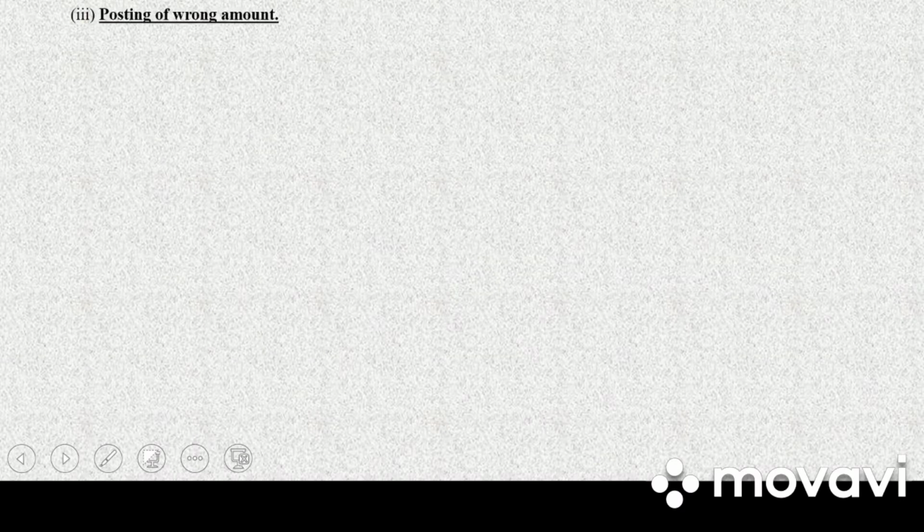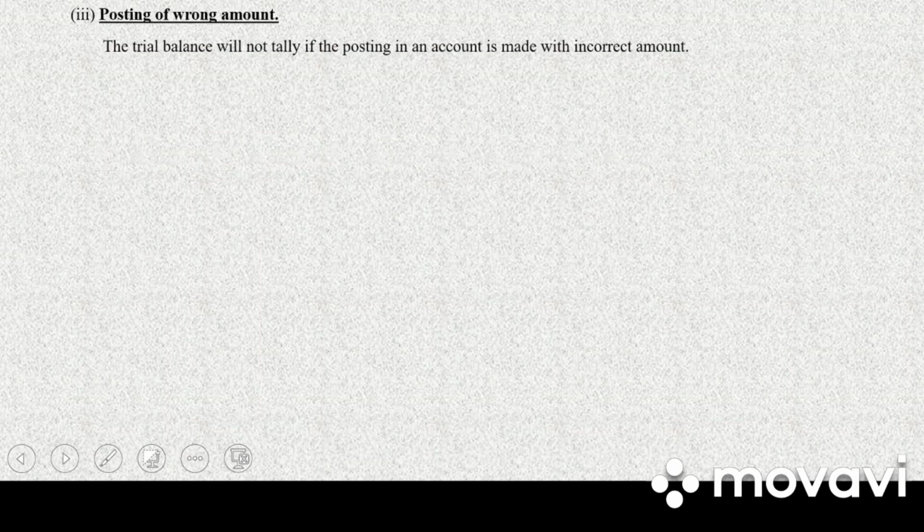Next we have posting of wrong amount. So instead of 500 rupees, if we have posted 50 rupees, trial balance will not tally. The trial balance will not tally if the posting of an account is made with the incorrect amount.